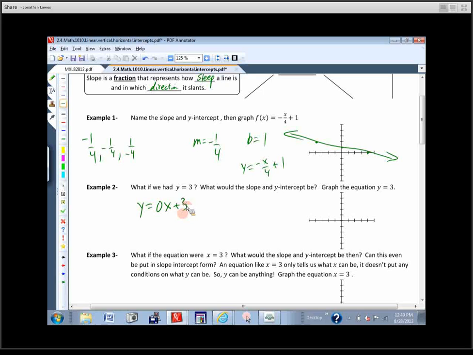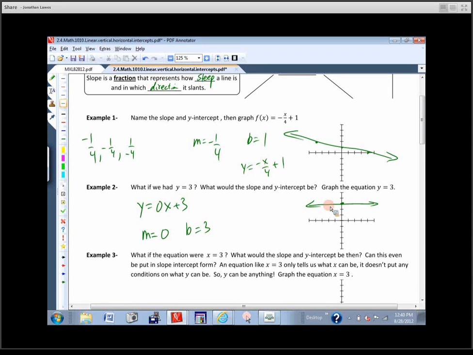0x plus 3. Okay. Now let's rephrase this. I'm going to let Zach answer this. What is the slope on this one? 0. The slope is 0. Okay. And what's the y-intercept? The y-intercept is 3. So that means it crosses at 3 on the y-axis, and the slope is 0. That means it's perfectly flat. So the slope on that one is 0.